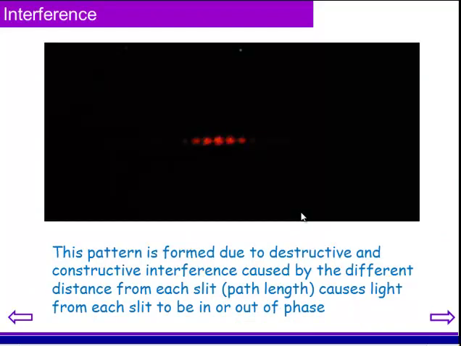Now this pattern is formed due to either the constructive or destructive interference caused by the different distance from each slit. So the path length means that the light from each of the sources ends up being slightly out of phase. When it's perfectly out of phase, we get destructive interference, and when it's perfectly in phase, we have constructive interference. Now just remember, for it to be perfectly in phase, it doesn't necessarily have to be at the one point where it's exactly the same distance apart.